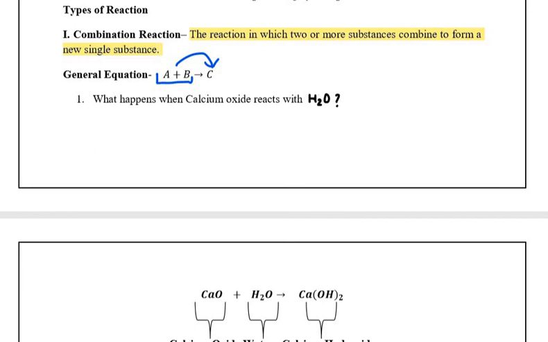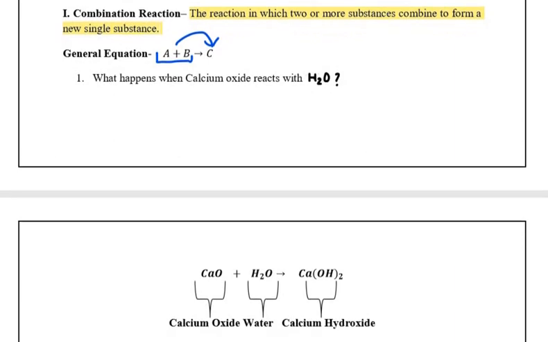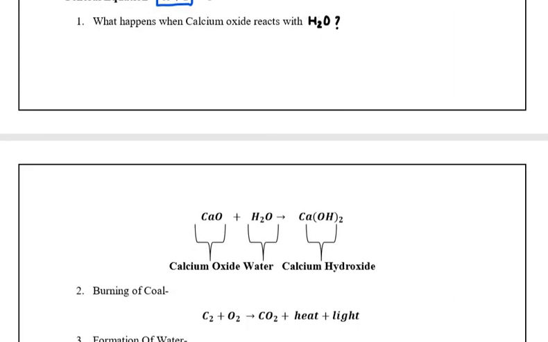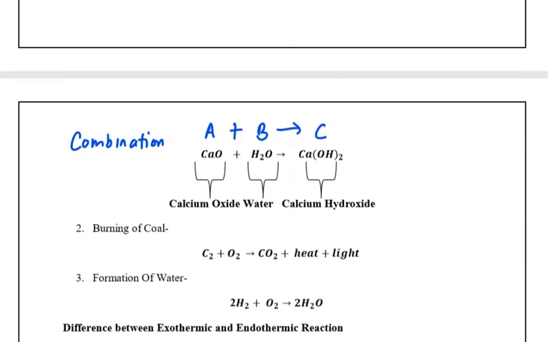Now, a very important equation is that of calcium oxide and water. So what happens when calcium oxide reacts with H2O? Now you can see that this is again a combination reaction. Why is it a combination reaction? Because we have two reactants here, calcium oxide and water, and when calcium oxide reacts with water it forms calcium hydroxide. So this could behave as A, this could behave as B, and this would be C. So you can see that it is a type of combination reaction.